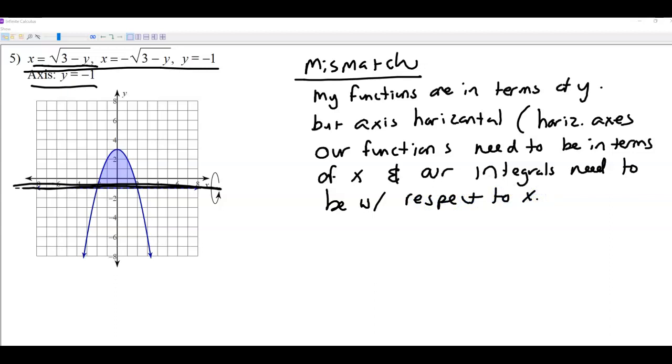Every once in a while in the AP exam, they'll give you one like this, where they're giving you the functions written one way, but the axis requires the functions to be written another way. So my functions are written in terms of y, but since I'm rotating around a horizontal axis, my functions actually need to be in terms of x, and we also need to integrate with respect to x, not with respect to y. So what's the solution?